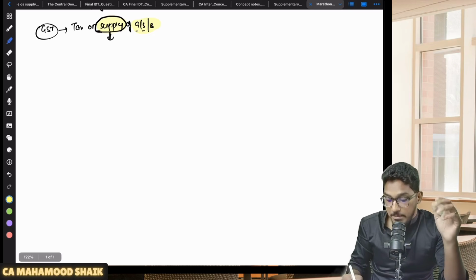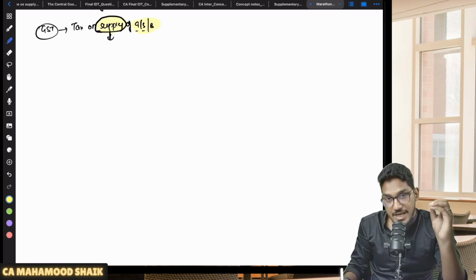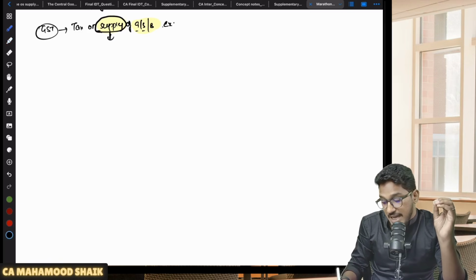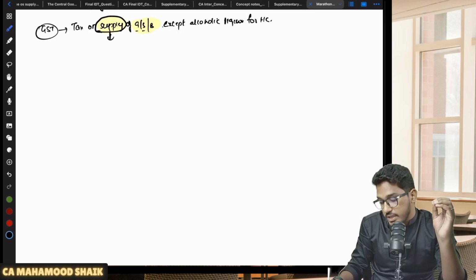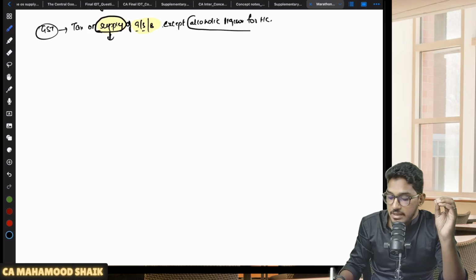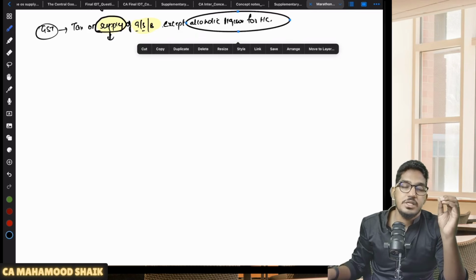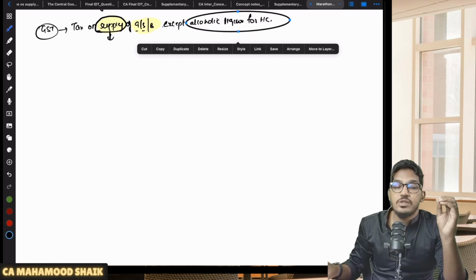Okay, right. But the definition did not end here. The Act says GST is a tax on supply of goods or services or both, except alcoholic liquor for human consumption. So that means alcoholic liquor for human consumption will never come under GST purview. They have kept alcoholic liquor for human consumption outside of the GST purview.